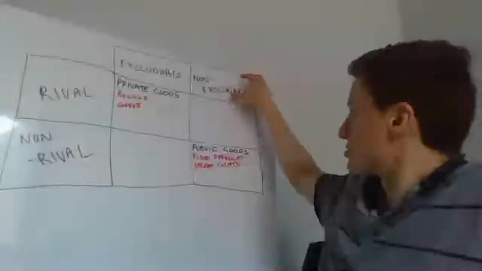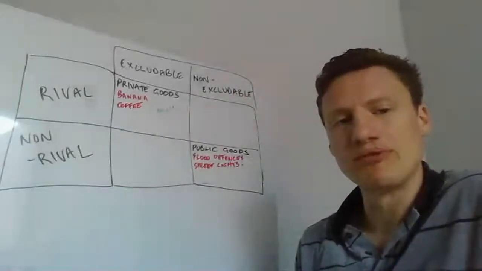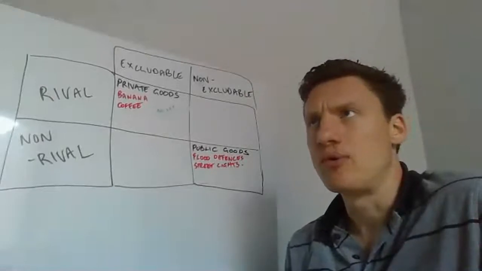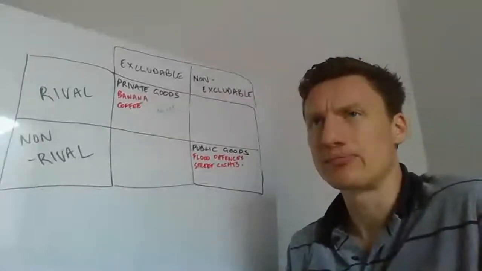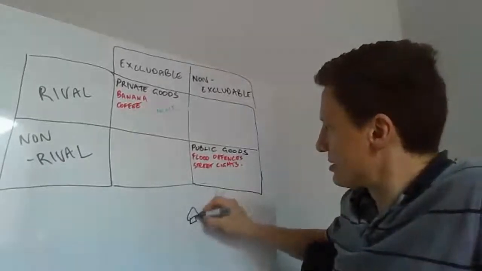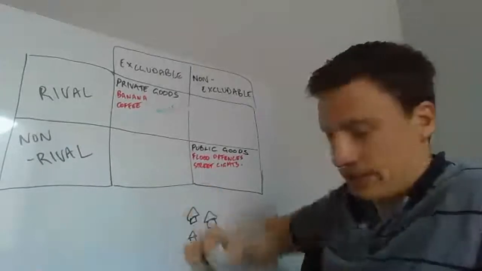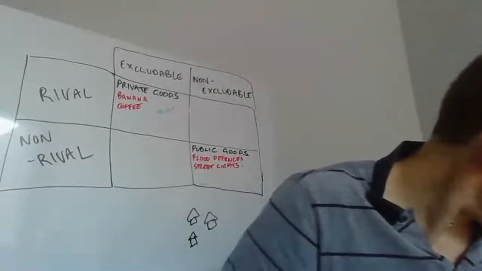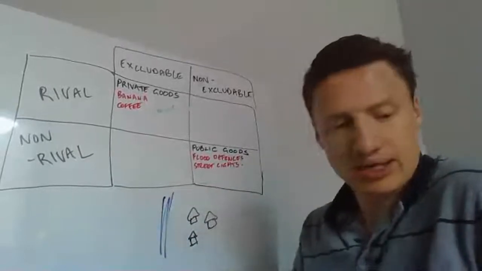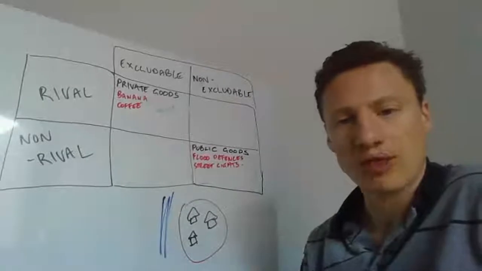So why are they non-excludable? Well, once a flood defense system is provided, it would be very difficult to then not allow somebody who hadn't paid for it to access it for free. What I mean by that is, let's imagine you've got a village next to a river. Just bear with me a second. Here's the river, and then here is my flood defense system, basically just a wall around the village.